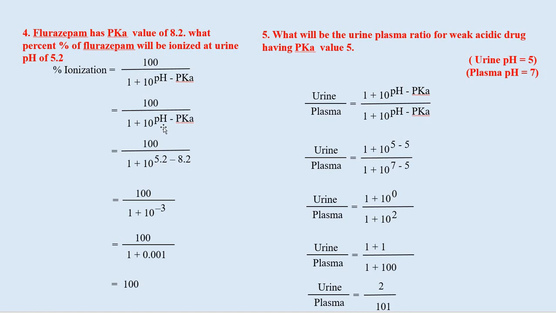And then you put the value here. Just what is the pH? 5.2. What is the pK? 8.2. Then you calculate it. It comes to 100 divided by 1.001. 0.001 means near to 0, and any value you are writing, just 100.